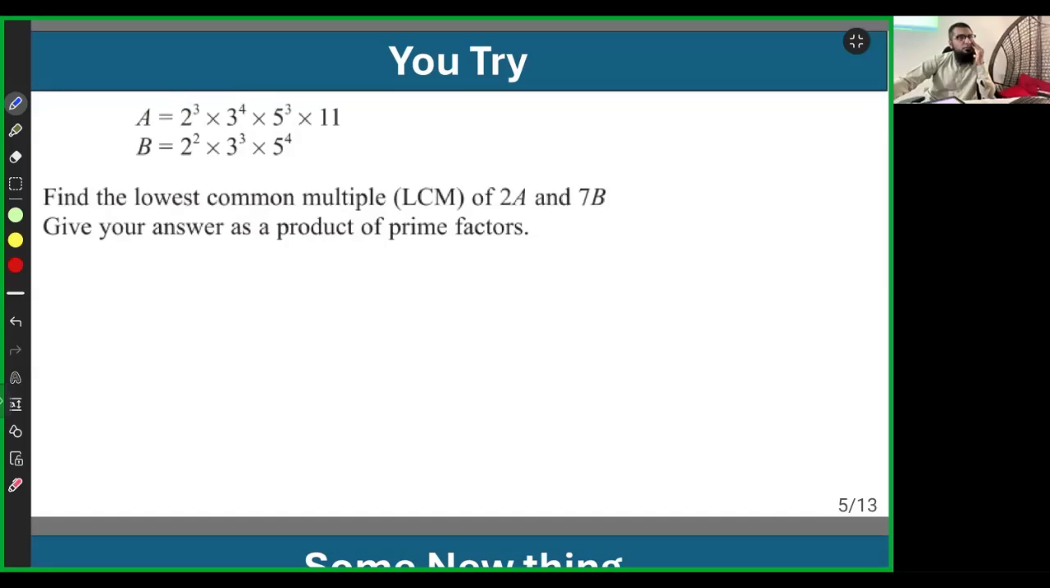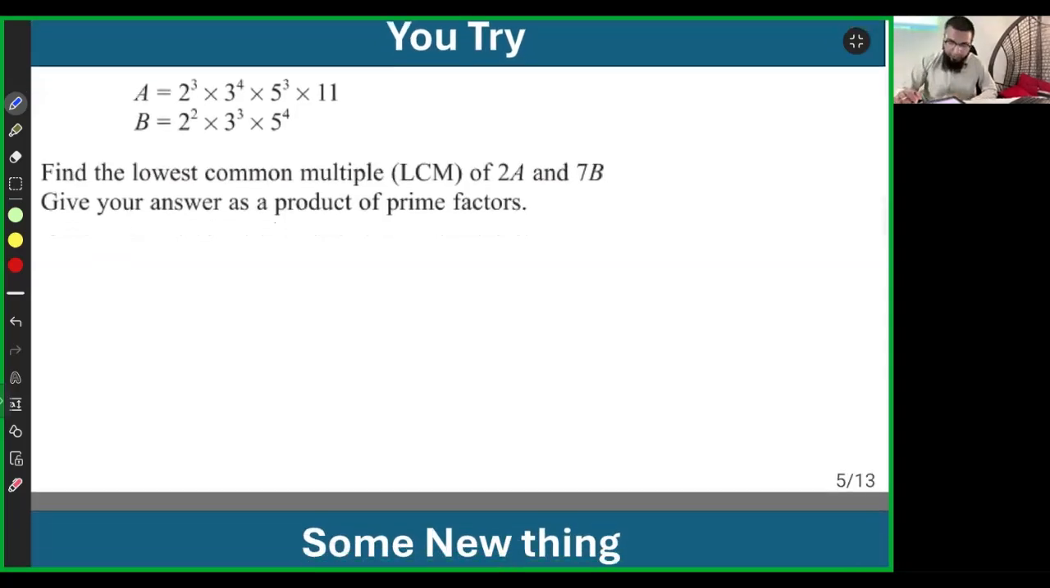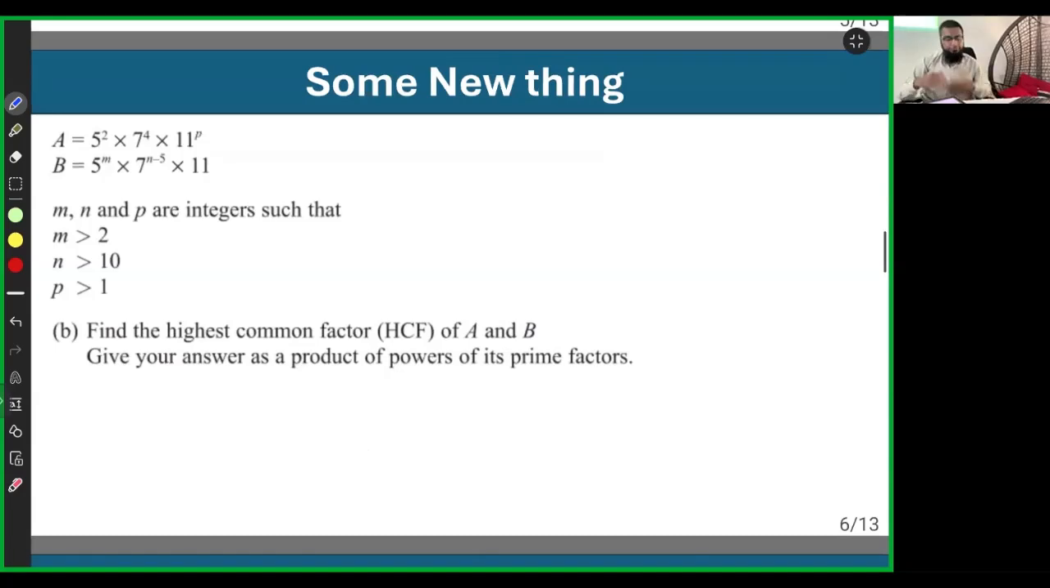Basically, we're gonna multiply 2 to a. So 2 raised to the power of 3 is gonna become 2 raised to the power of 4, since bases same hain to powers add ho jayenge. And then in B, we don't have a 7, so 7 is just gonna stay as it is, multiplying with B. And then we're gonna take any uncommon or the maximum powers of any common values we have in the LCM. Perfect, very good.